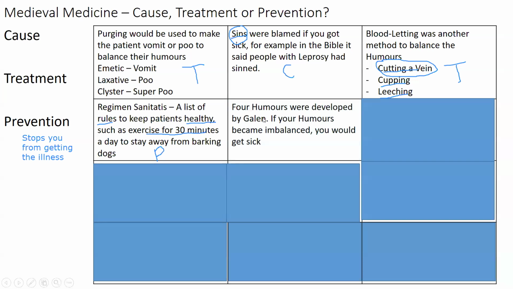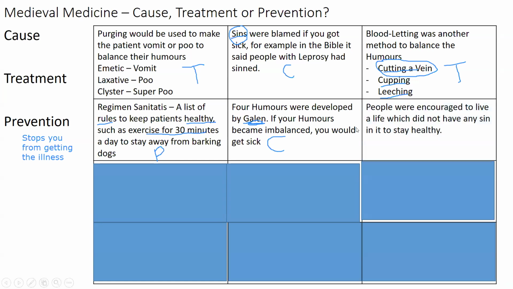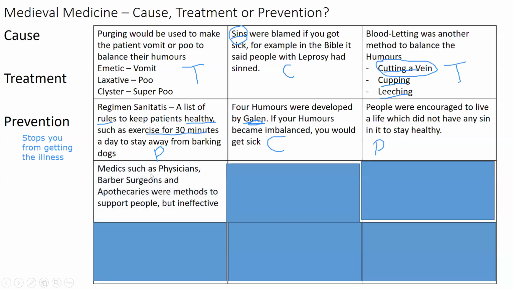The four humours were developed by Galen. If your humours became imbalanced, it would make you sick. Now, this is an idea of what caused disease, and it was developed by Galen, started by Hippocrates. Remember, both of these people were dead in this time. It was their ideas that were pushed forward. People were encouraged to live a life which did not have any sin in it to stay healthy. This is prevention. Don't sin, and you will have a good life, and you won't get sick.